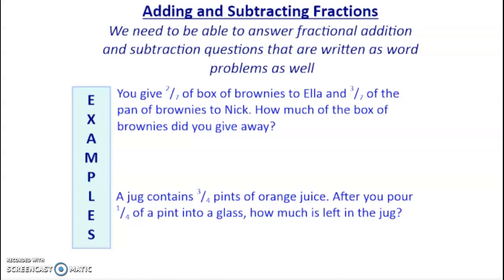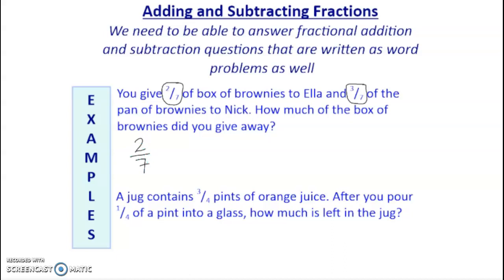It says, you give 2/7, and I'm going to circle that because that's obviously important, of a box of brownies to Ella. Now, I would never give 2/7 of my brownies to somebody, so this obviously isn't about me. And it also says that you give 3/7 of the pan of brownies to Nick. How much of the brownies did you give away? So I gave, or you gave, 2/7 of the brownies to Ella.